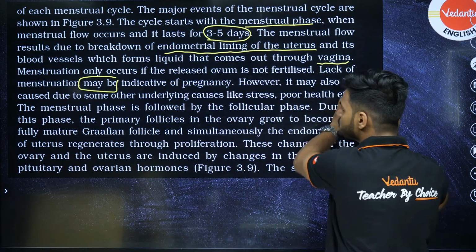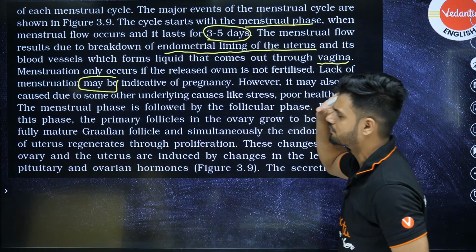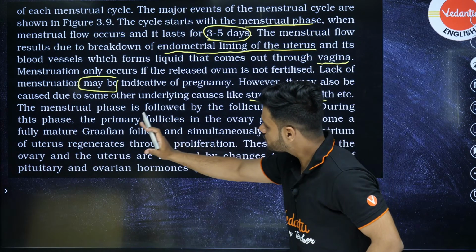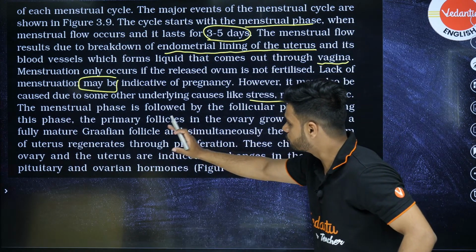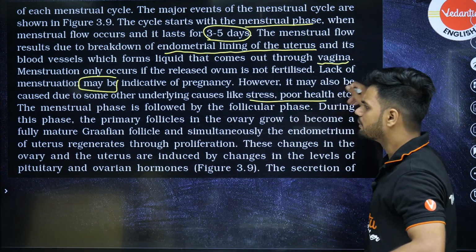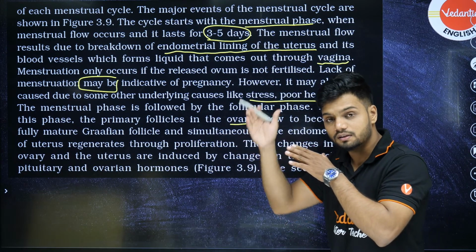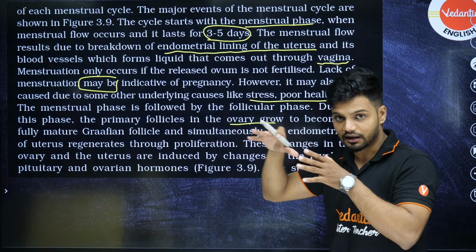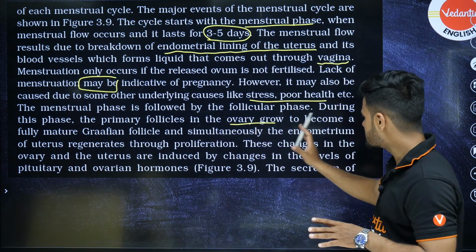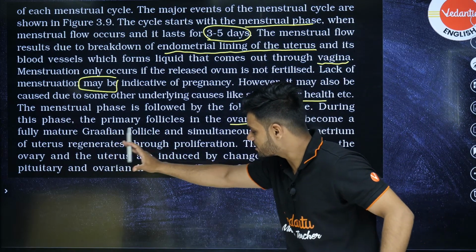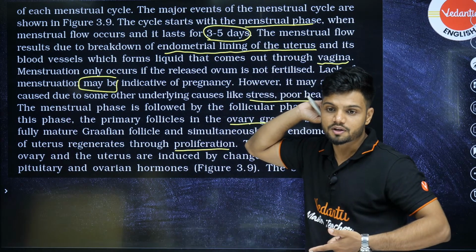However, it may also be caused due to some other underlying causes like stress, poor health, etc. See, stress and poor health. The menstrual phase is followed by the follicular phase. During this phase, the primary follicle in the ovary grows to become a fully mature Graafian follicle. This primary follicle is growing in the embryonic stage. In puberty, it is only tertiary and Graafian, remember. And simultaneously, the endometrium of the uterus regenerates through proliferation. Endometrium is regenerating because of proliferation.